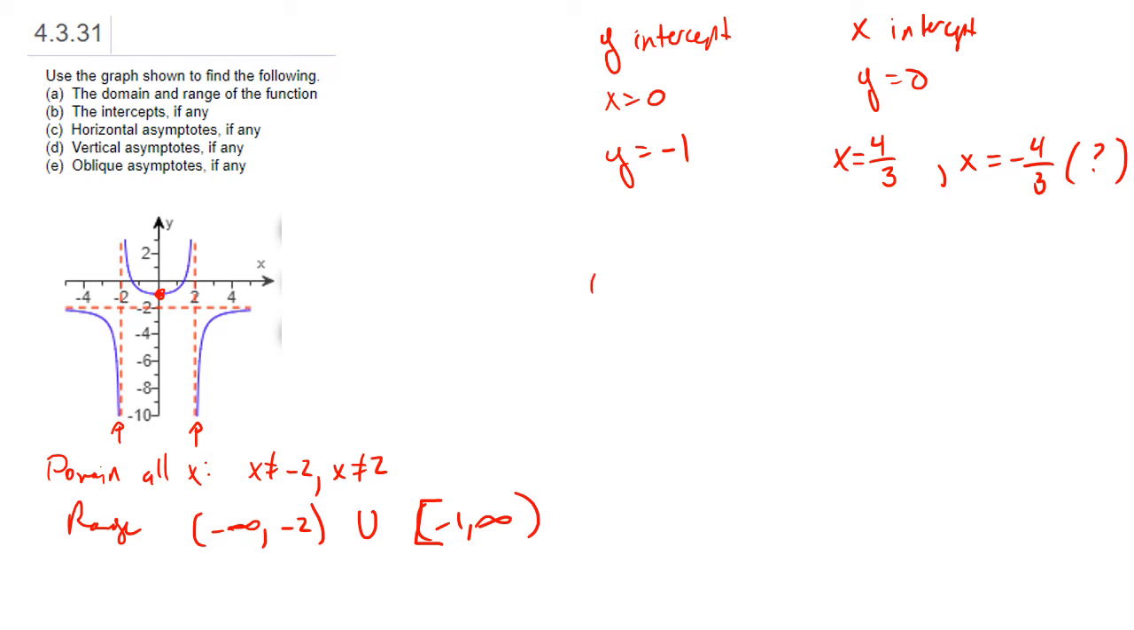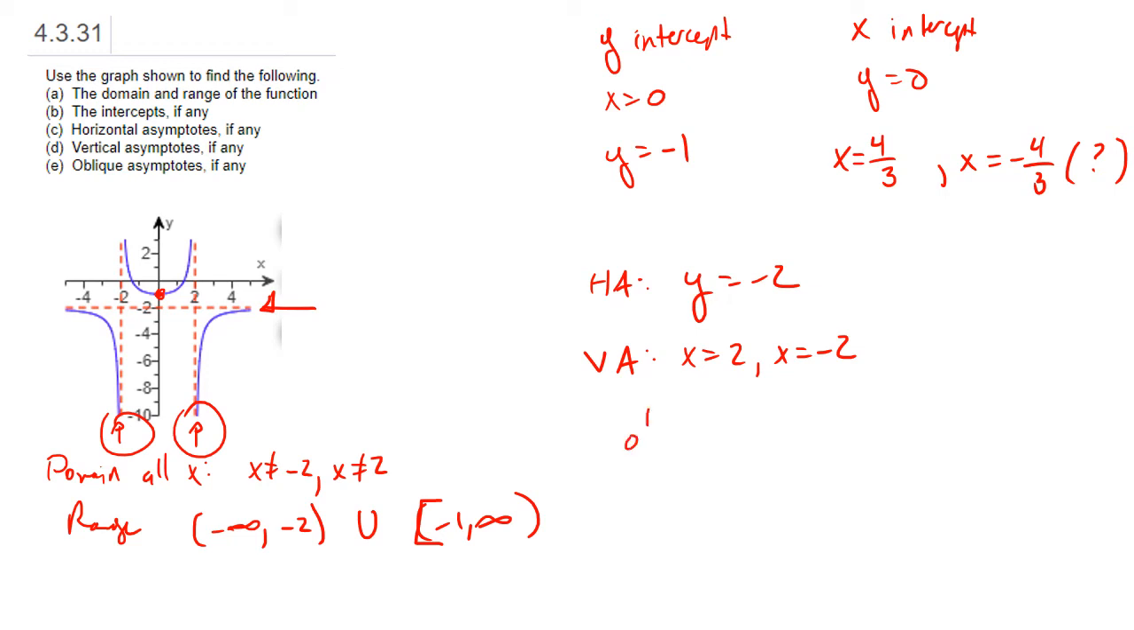Any horizontal asymptotes? Well, this one right here is the only horizontal asymptote that really seems to make any sense on this graph, and that's just y equals -2. Vertical asymptotes, there are two labeled. We've already discussed them, x equals 2 and x equals -2. These two things down here.